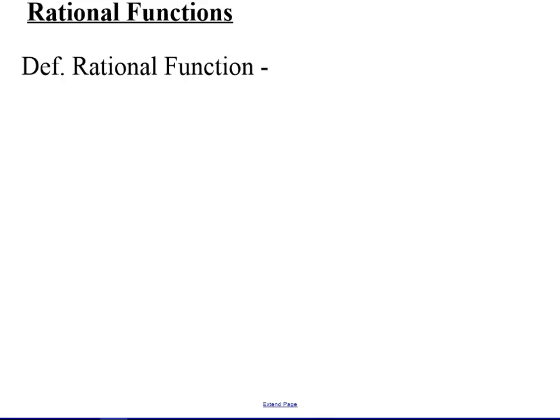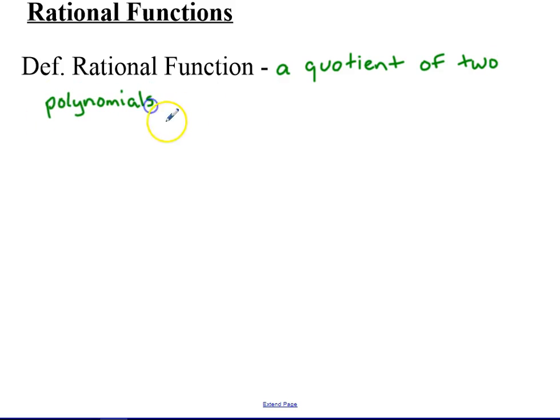In this recording, we're going to introduce rational functions. First off, what does it mean for a function to be rational? Well, let's define it. We're going to define a rational function as a quotient of two polynomials. Of course, the denominator of any fraction can't equal 0.